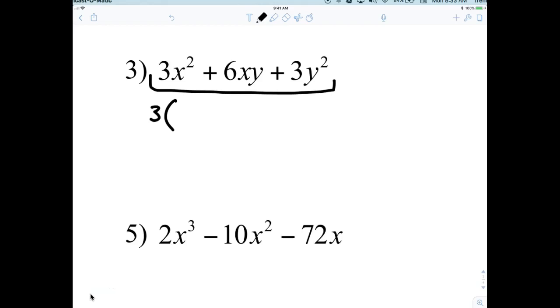So what is 3 divided by 3? 1. Good. What's 6 divided by 3? 2. And what's 3 divided by 3? 1. Everybody happy with that? Now, I said factoring completely, which now means we're going to factor the inner parentheses. So now you're going to highlight this, and that should be able to factor. So let's put down 2 sets of parentheses.